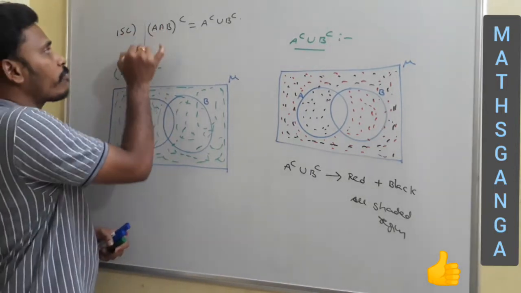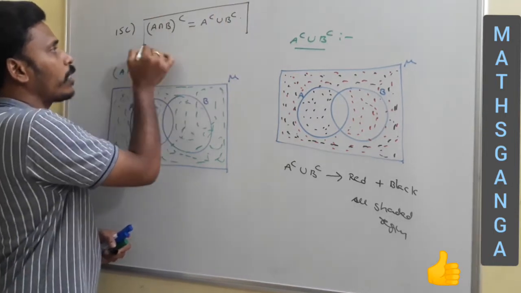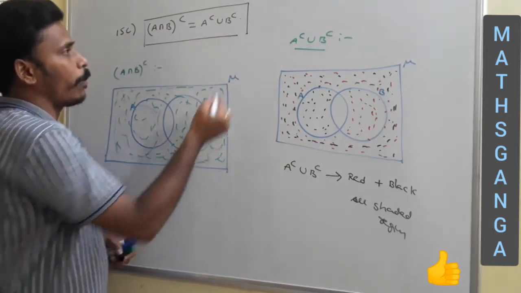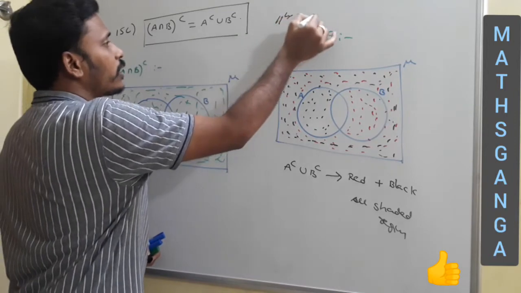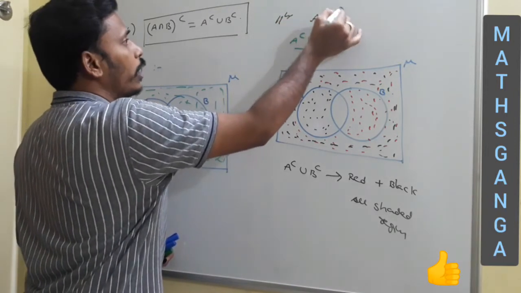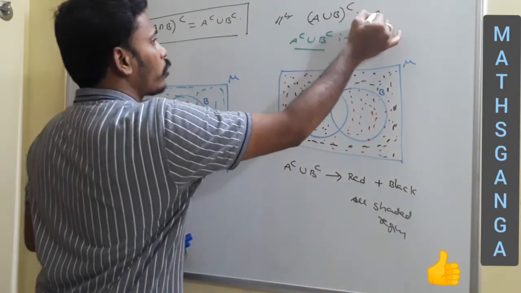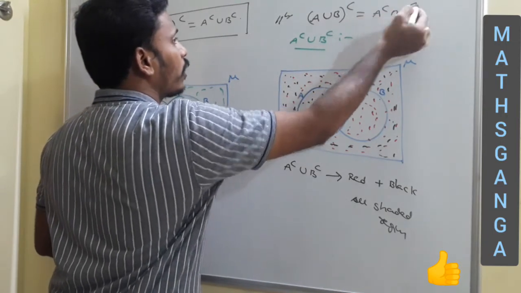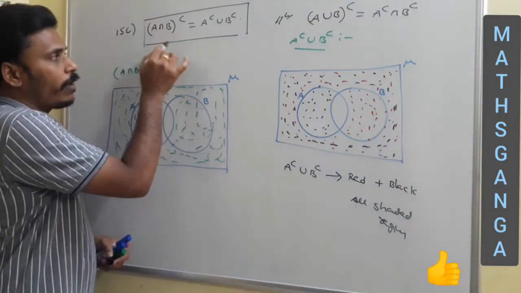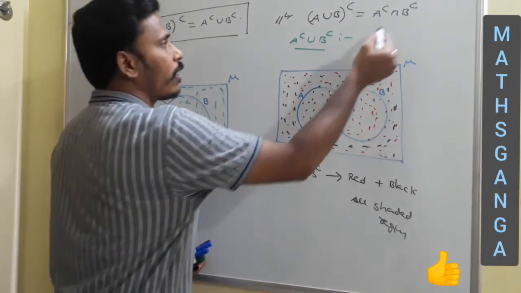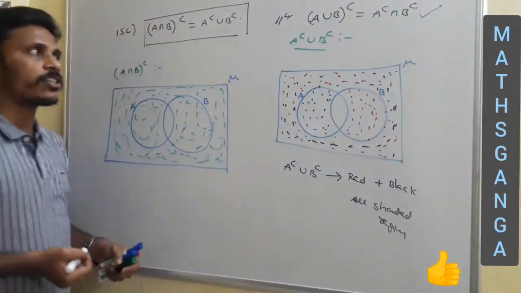In the same way as this (A intersection B) complement equals A complement union B complement, similarly there is a chance to show that (A union B) complement is equal to A complement intersection B complement. In the same way, we are allowed to prove this one also. We have a chance to prove that.